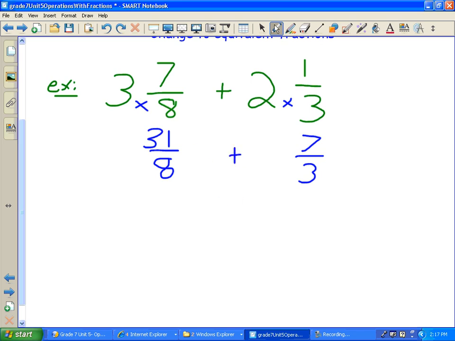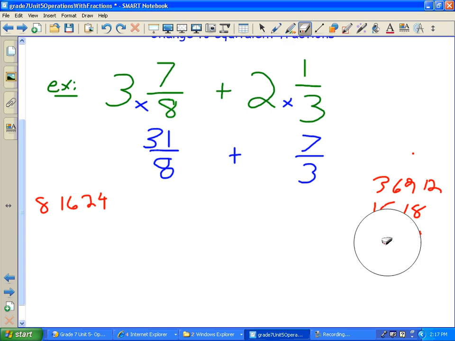Now adding them together, the only thing I have left to do is find a common denominator. And as you learned earlier, the easiest way to find a common denominator is start listing multiples of 8 and also of 3. And of course, you can think 8 times what will give you the same answer as 3 times something. So if I count by 8, I get 8, 16, 24, and so on. If I count by 3s, I get 3, 6, 9, 12, 15, 18, 21, 24, and you can see 24 is the lowest common multiple we can come up with.